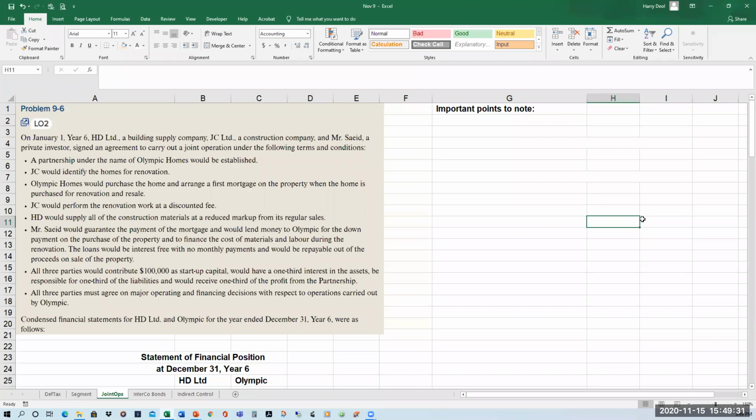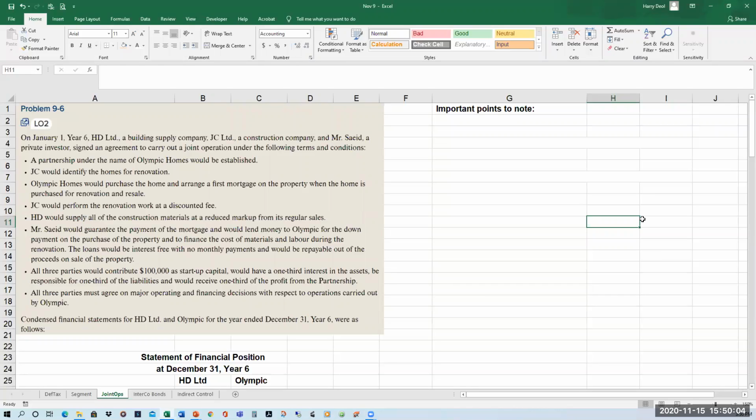JC will identify the homes for renovation. Olympic Homes will purchase the home, arrange a first mortgage on the property when the home is purchased for renovation and resale. JC will perform the renovation work at a discounted fee. HD will supply all of the construction materials at a reduced markup from its regular sales. Mr. Saeed would guarantee the payment of the mortgage and will lend money to Olympic for the down payment of the purchase of the property and to finance the cost of materials and labor during renovation.